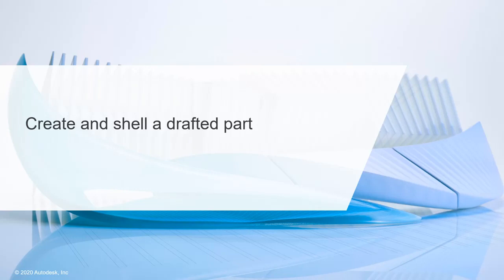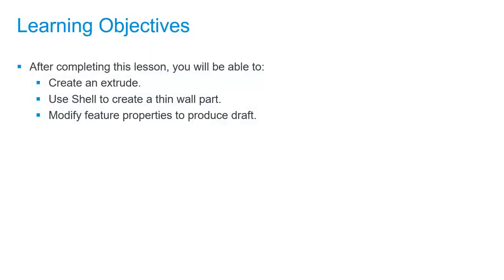In this lesson, we'll create and shell a drafted part. After completing this lesson, you'll be able to create an extrude, use shell to create a thin wall part, and modify feature properties to produce draft.